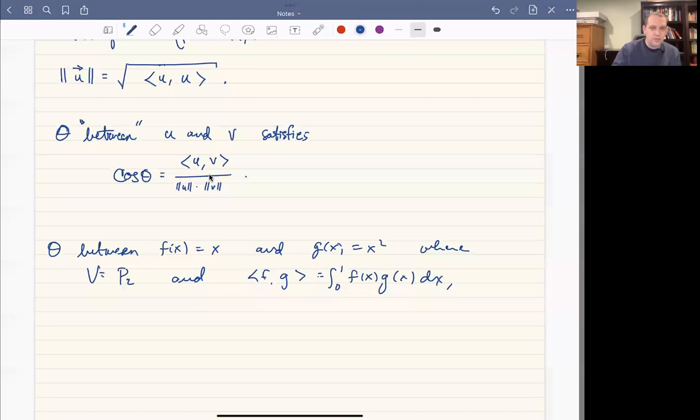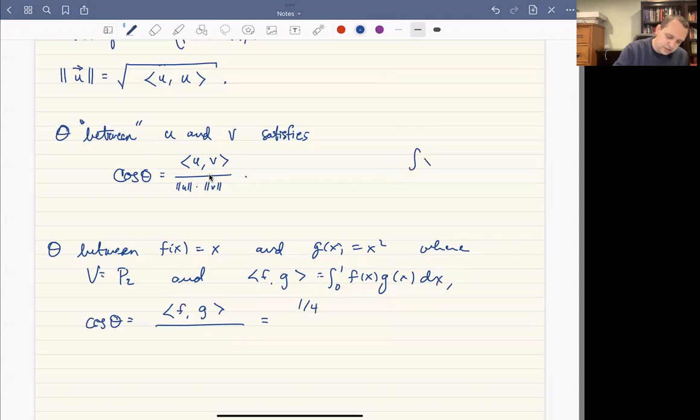The angle between them we can compute by looking at this formula. So cosine, whatever this angle is going to be, we'll figure it out in a second. But cosine of theta is going to be the inner product of f with g. So that's going to be the integral of x times x squared. That's going to be 1/4.